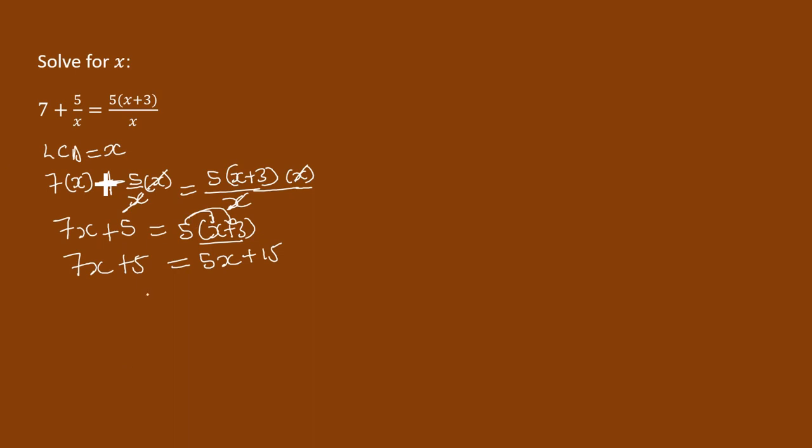And then we can say 7x transpose 5x becomes negative 5x is equal to 15, then transpose 5 minus 5. So 7x minus 5x, 2x is equal to 15 minus 5, 10. Divide both sides by 2, x is equal to 5.